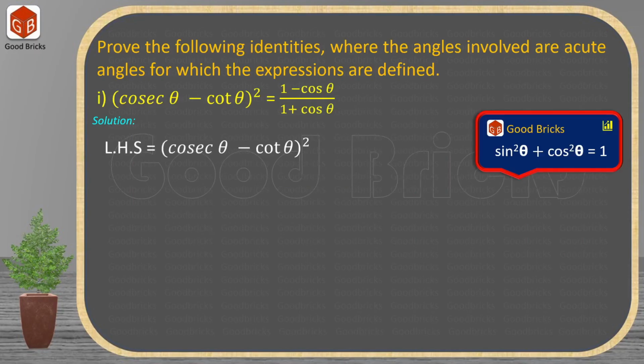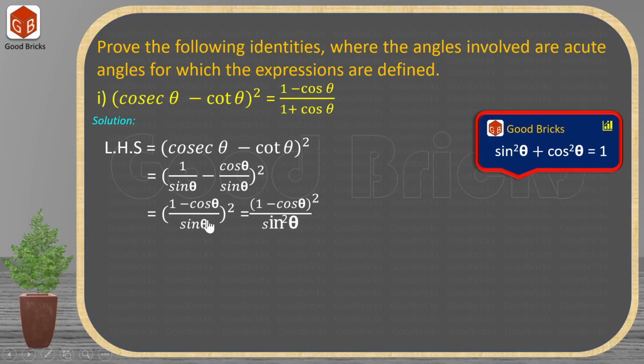So here in this problem, let us take LHS and try to prove this LHS is equal to 1 minus cos theta by 1 plus cos theta. So cosec theta is nothing but reciprocal of sin theta. So we can write 1 by sin theta. Cot theta is nothing but cos theta by sin theta. So that is what we have written. Now here denominators are same, so when you take LCM you can write as shown here on the screen. Again you can write numerator square by denominator square. So simple thing we have done.